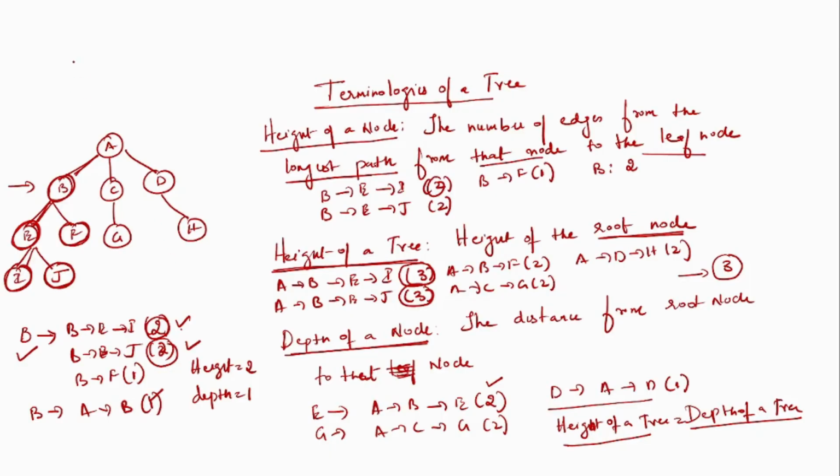For example, let us take the height of C. The height of C is nothing but C to G, that is 1, and the depth of C is nothing but A to C, that is 1. Therefore, here height equals 1 and depth equals 1. Both are equal. So for C, height and depth are equal. For B, height and depth are not equal. But for the whole tree itself, height is always equal to the depth of a tree.